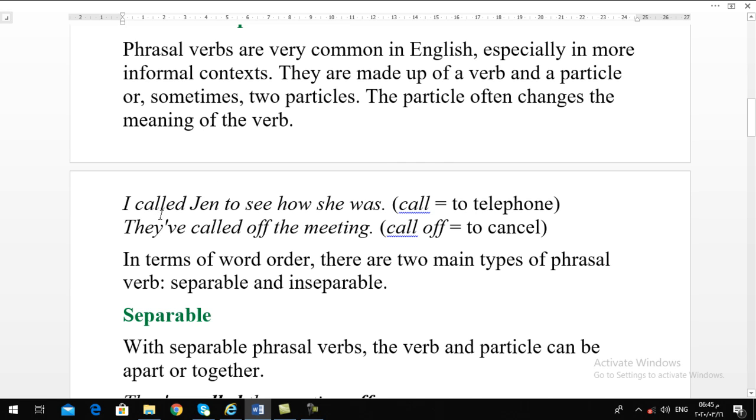Like here, I called Jen to see how she was. So what does call mean? To telephone. This is the normal meaning. But when I say they have called off the meeting, call off here means cancel. So the meaning of call has completely changed. What changed the meaning of call? The particle off.